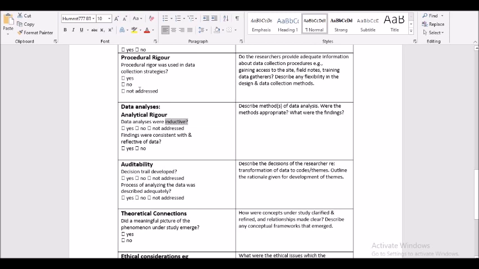So see, your answers are just yes or no. You are not writing anything else. More things are not at all required. Describe methods of data analysis. Now in any paper you will see that they do talk about methodology, what they have used. So this is where the answer would be coming.